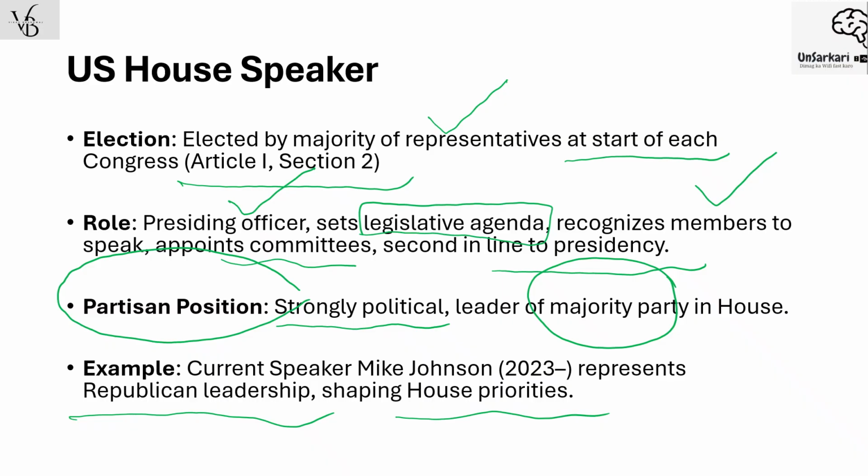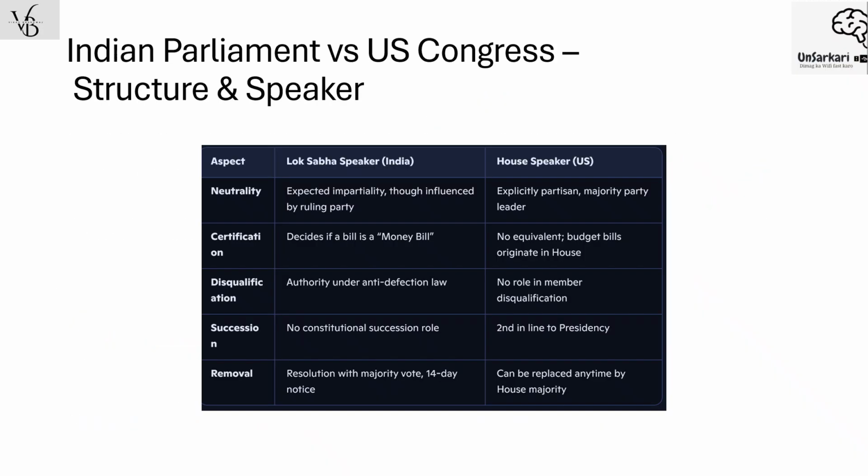When we compare both, as I already said, in India the Speaker is expected to be neutral. The US House Speaker is not certifying any bill as a money bill or so forth because there is no equivalent.